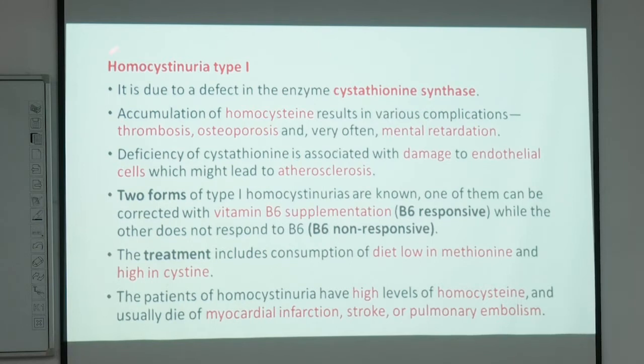As this amino acid is getting synthesized from methionine, what we have to do is restrict methionine in our diet. And from methionine, we are synthesizing in our body cysteine and cystine. So we have to supplement cysteine or cystine in our diet when we are not taking methionine. And the most important causes of death in these patients are myocardial infarction or heart attack, stroke, and pulmonary embolism.